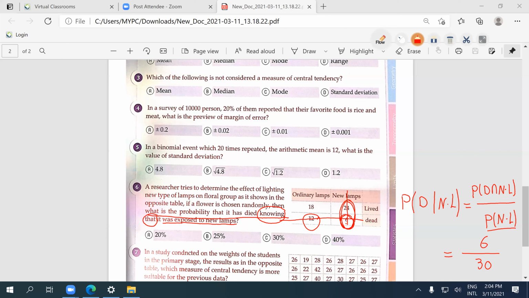So 6 over 30, divide by 6, divide by 6, it gives you 1 over 5. 1 over 5 means 20%. So the result is 20%.